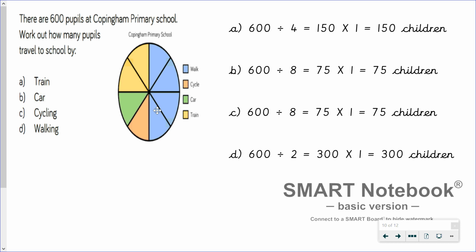I thought I was talking rubbish because this didn't fit. Car. So car, if you remember what the fraction was, it's 1/8. So 1/8 here, 600 divided by 8 is 75, times 1, 75 children. Cycling is 1/8 again, so 600 divided by 8 is 75, times it by the 1, because it's 1/8, is 75 children. And then here, we've got half of it shaded, so we do 600 divided by 2 is 300, we've got 1/2, so 300 times 1 is 300 children. Sorry, I get myself a bit confuddled in that, but there we go. Those are your answers for that one.